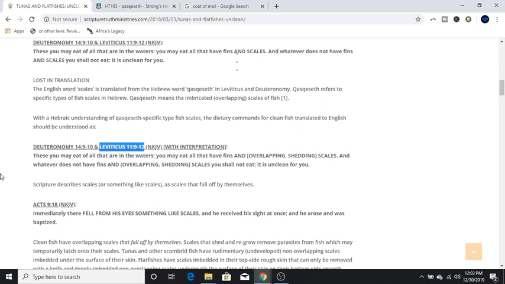Lost in translation. The English word scales is translated from the Hebrew word qasqeseth. That's the Yiddish anyway, so I don't care about messing it up. In Leviticus and Deuteronomy, it refers to specific types of fish scales in Hebrew. It means the imbricated overlapping scales of fish.